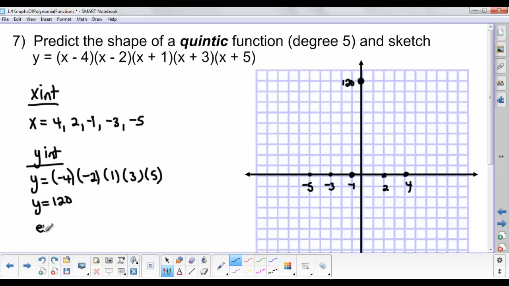Now finally, the end behavior. Again, determine what kind of function this is. I have 5 roots, so it must be a quintic. Now, quintics, like cubics and any odd degree function, will follow the same rule. A positive leading coefficient will mean you will rise to the right and fall to the left. A negative leading coefficient means you will rise to the left and fall to the right. So in this case, we will rise to the right and fall left.